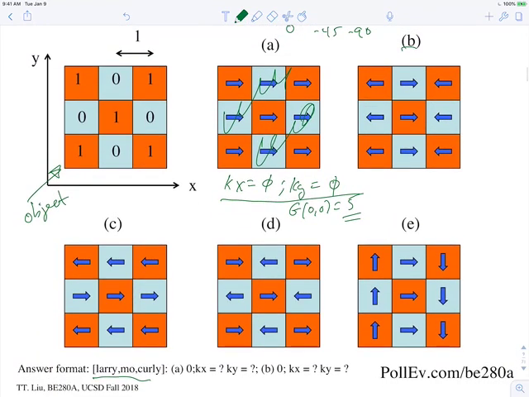All right. Are there any questions on what you're supposed to do with this? If not, let me open up the poll and you guys can go at it. So feel free to talk to your neighbors. Enter your answers as a group.